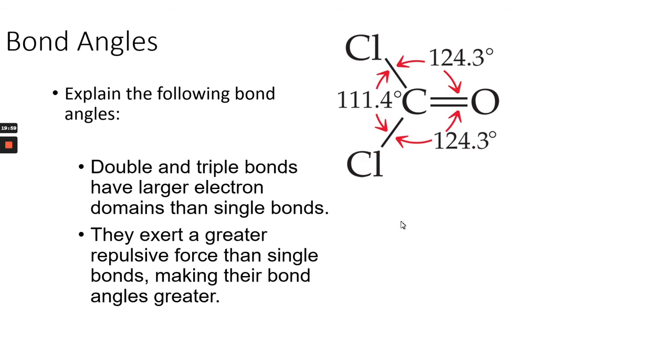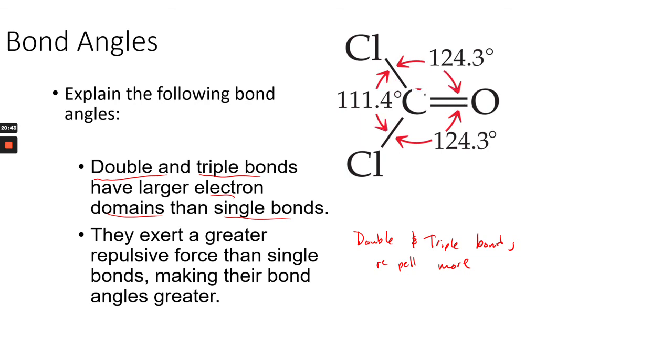Here we don't have any lone pairs, but we do have a double bond compared to a single bond. And what do you notice is happening? If you have a double or a triple bond, they have larger electron domains than just a single bond. So since this domain is larger, it's going to repel more, and it shrinks this bond angle right here. So double and triple bonds repel more. So they will make this bond angle larger, but this bond angle smaller.